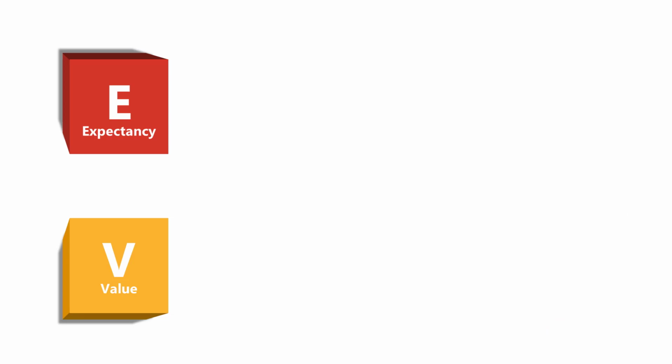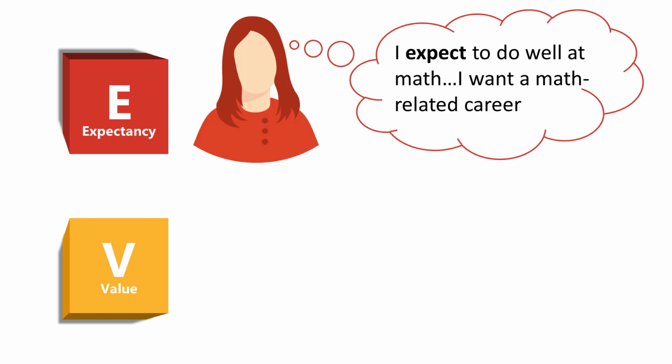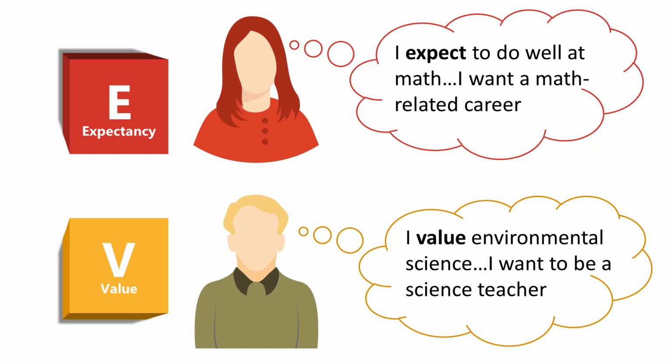These 2 students demonstrate the importance of 2 key concepts in motivation: expectancy and value. The first student is not doing well in biology, and therefore doesn't expect to do well in the future. As a result, she's thinking about a math-related career because she's good at that and expects to continue doing well at it. The second student is good at writing, but wants to be a science teacher because he really values the importance of environmental science and wants to share it with others.